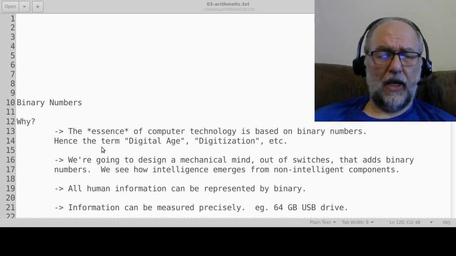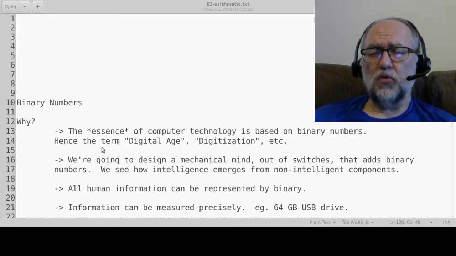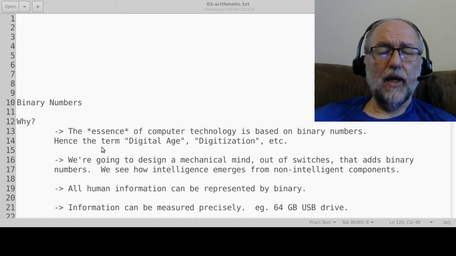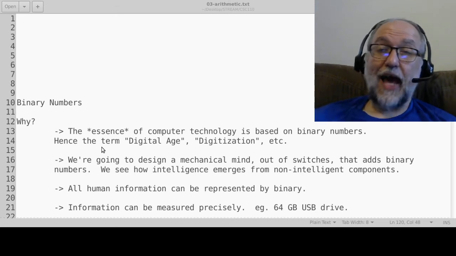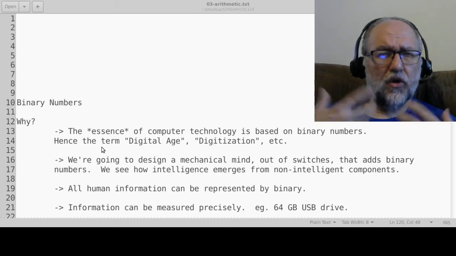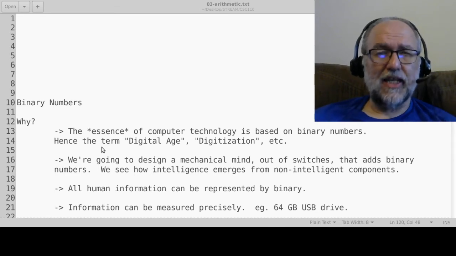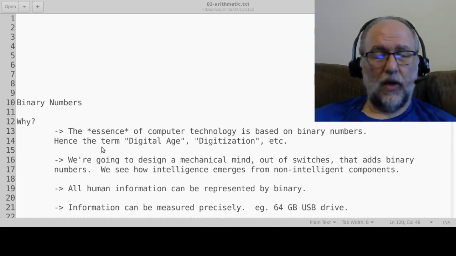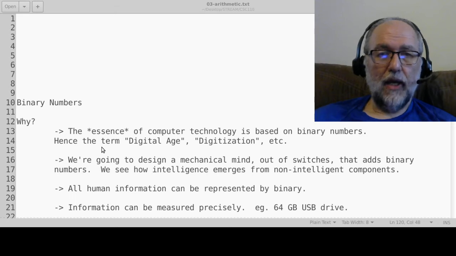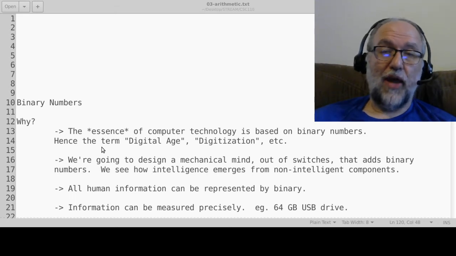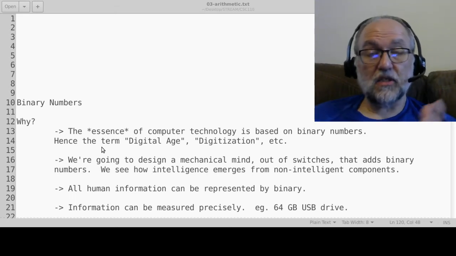But there's something that's not going to change, and it hasn't changed since computers really came into our world at the end of World War II, and that is their underlying functioning, what I call the essence. Like, what is it? What is a computer? Okay, and to understand that properly, you have to understand binary numbers. So that's the first reason.